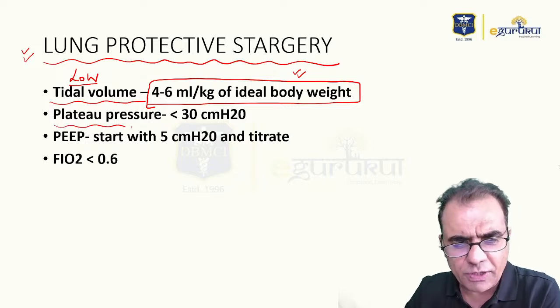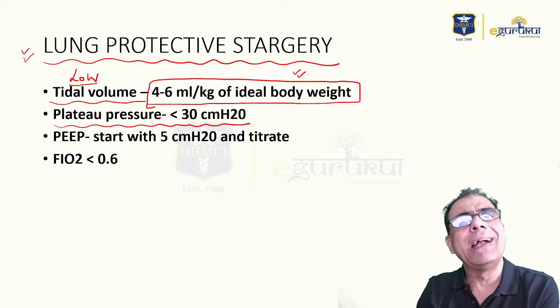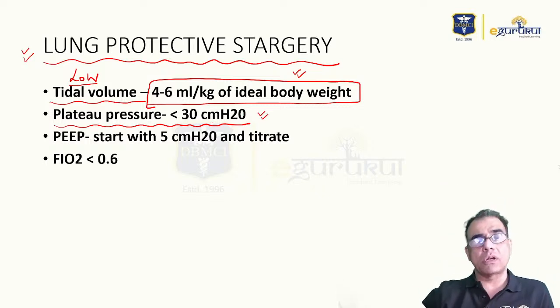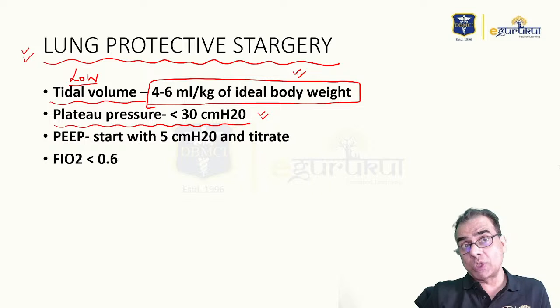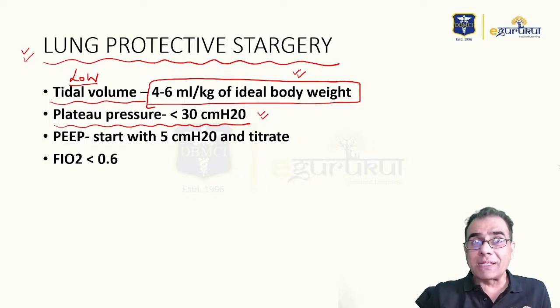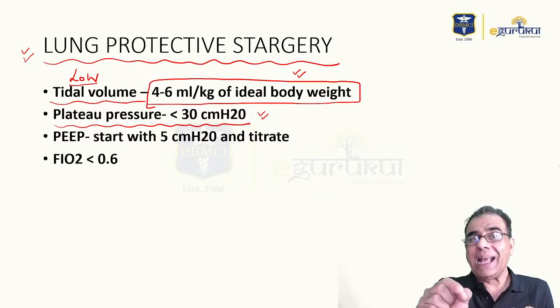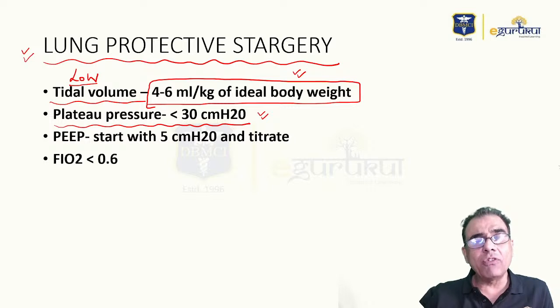Continuous monitoring of the plateau pressure is very important, and plateau pressure should be kept less than 30 centimeter of water. Why are we choosing plateau pressure? Why not peak pressure? Because plateau pressure determines pressure at the level of alveoli and barotrauma occurs at the level of alveoli. So we have to monitor the plateau pressure.